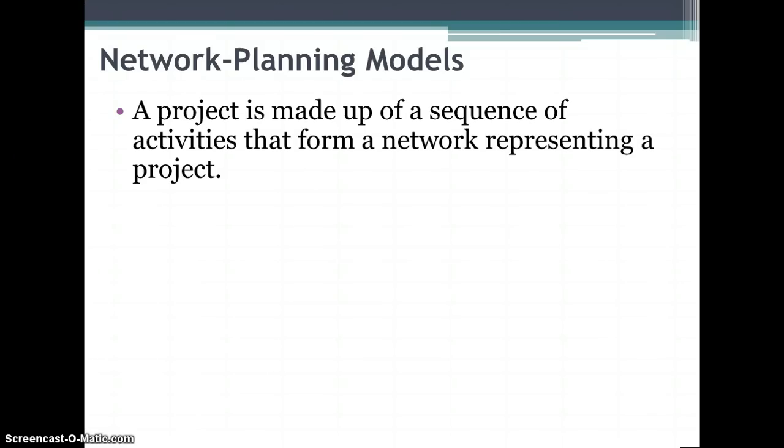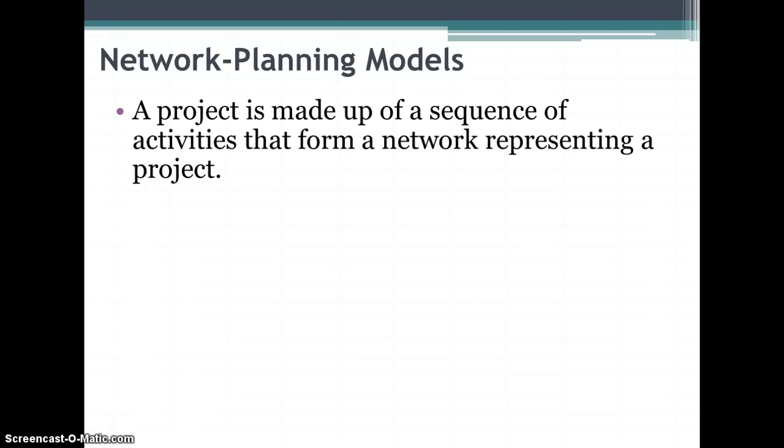Since a project is made up of a sequence of activities, it can form a network. You can actually draw a form of a flowchart. That chart is called a network diagram or a precedence diagram. The term precedence diagram refers to the fact that some activities precede each other, and we look at immediate predecessors. That is, the tasks are done in a sequence.